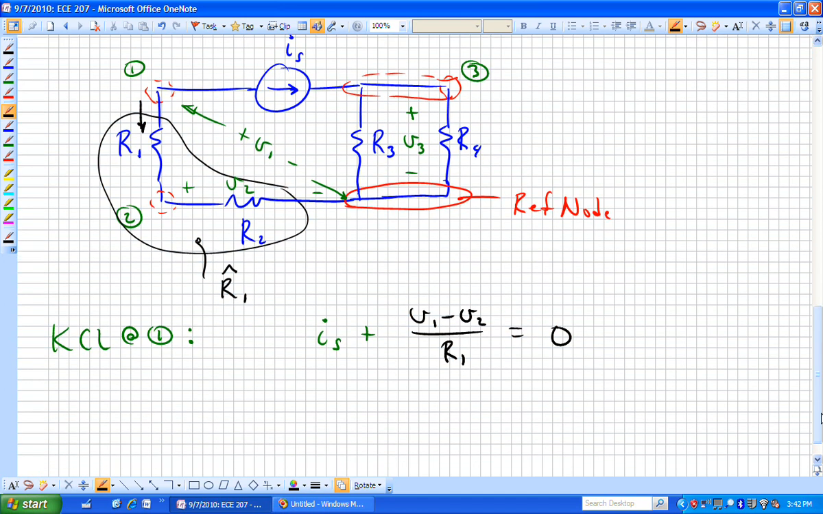In order to solve that for V1, V2, and V3, somebody would have to give us R1, R2, and R3 and the value for I sub S. That's a source. That's a stated current. Let's write KCL at 2. Really, I'm doing this example so that we get comfortable with writing these current equations or KCL equations.